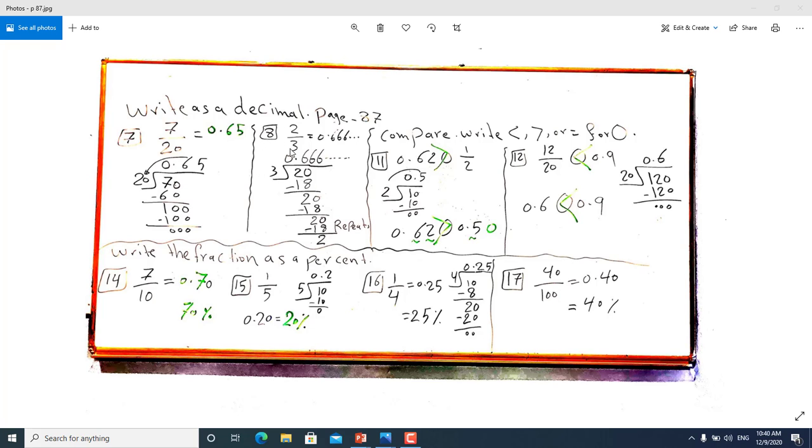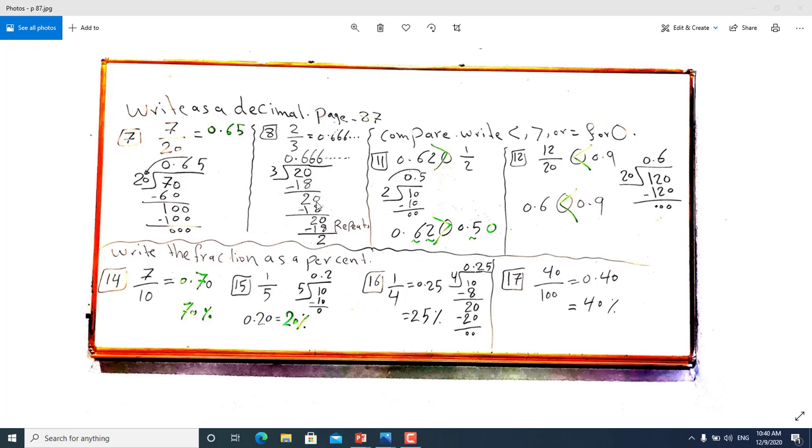From number 8, we have 2 over 3. This 2 will be divided by 3. 2 is less than 3, so it's 0. We put 0 there and a point there. It's 20. 20 divided by 3 is 6, because 6 multiplied by 3 is 18. 18 is the nearest product to 20. We'll subtract it and get 2.